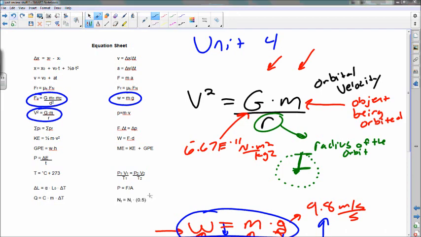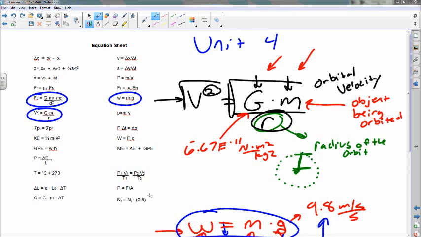Other thing to remember, in this equation, it's v squared equals this stuff. So if you're going to solve for orbital velocity, you first multiply big G times m, divide by r, but that is not where you stop. You then have to take the square root of each side to cancel out that squared part right there and actually get the velocity. One more reminder, this equation is only used to find the orbital velocity of something that is a satellite.